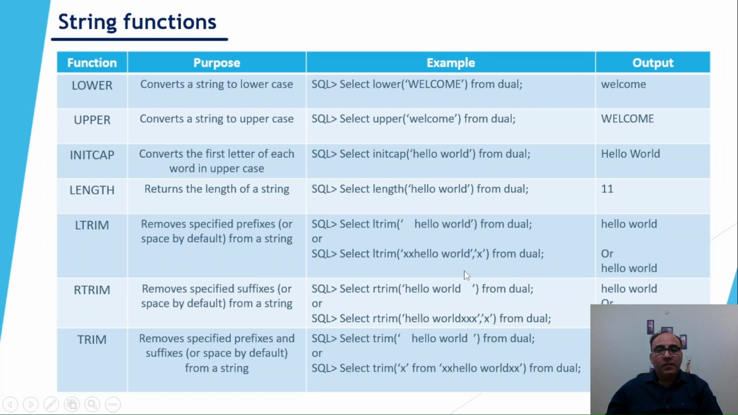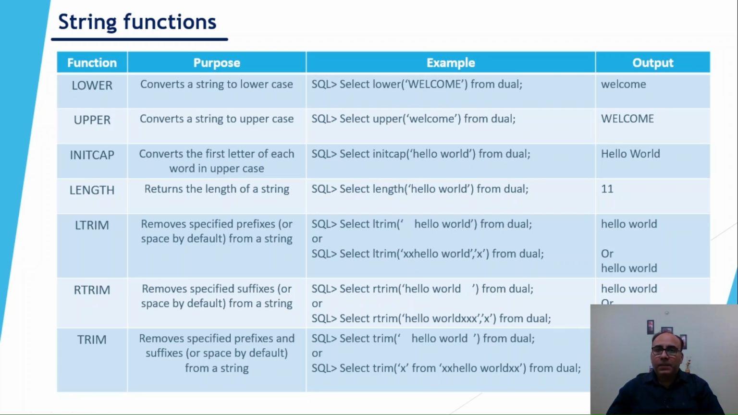So here we want to remove X from this particular string. We'll have to do left trim. Whatever X's are there in the left part of the string will be removed. So the outcome will be hello world. These X's will be removed from this particular string.